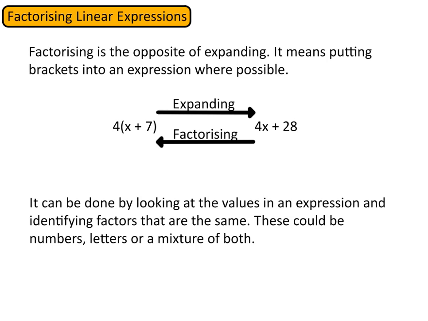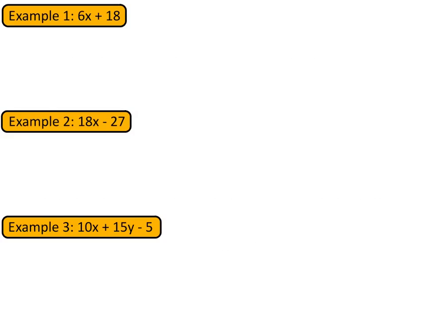And really what we need to be looking at is our two or more terms and trying to find out what are the common factors in both terms. So let's look at some examples. Well, the first one, example 1, 6x plus 18. You need to think, what factors do 6x and 18 have in common?